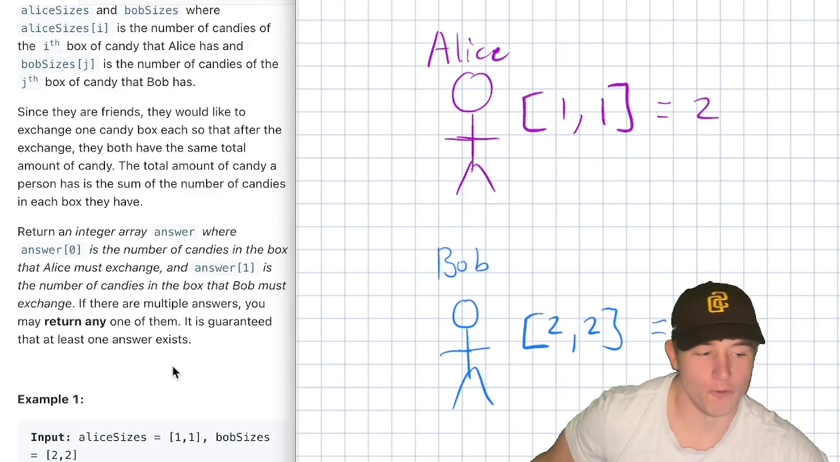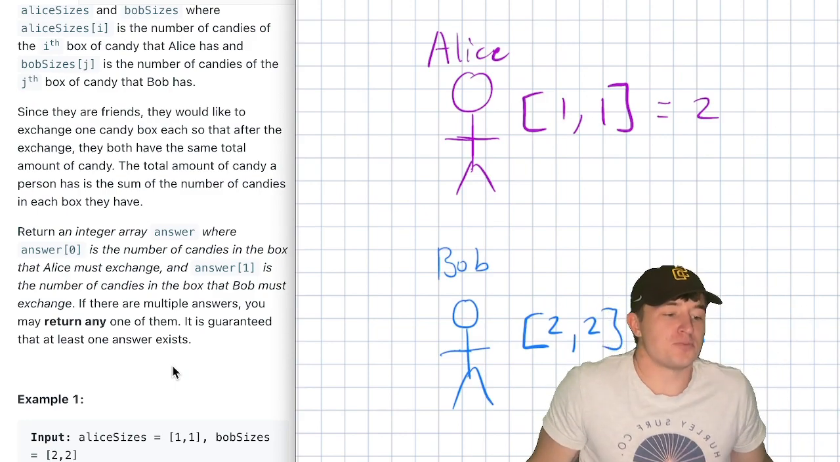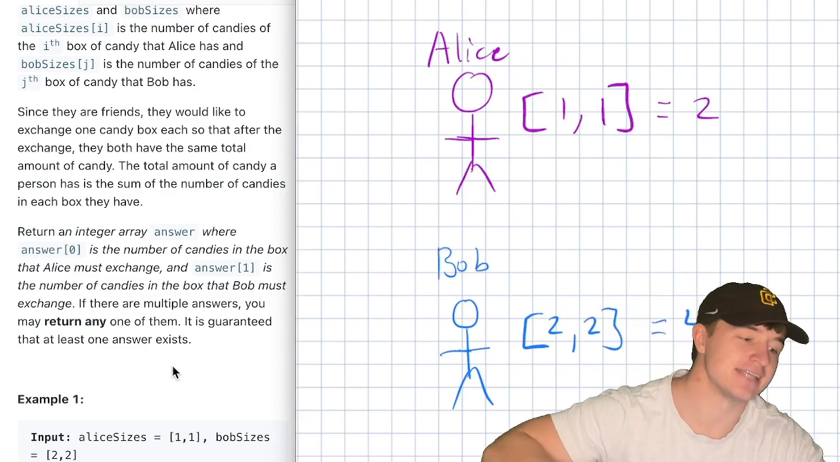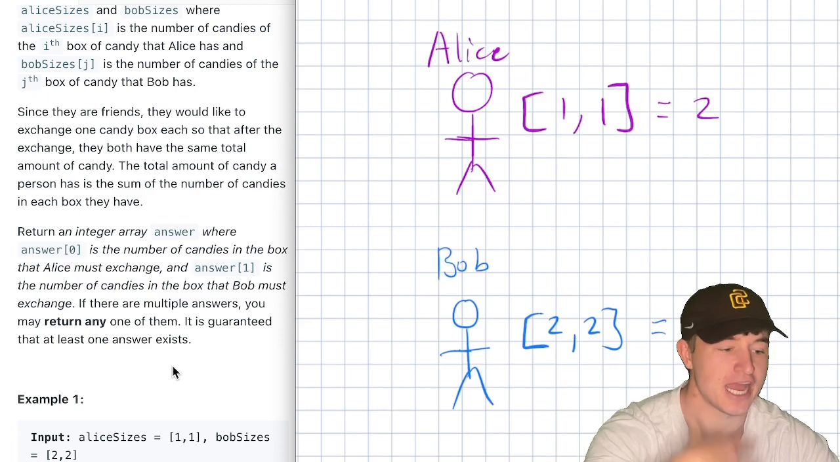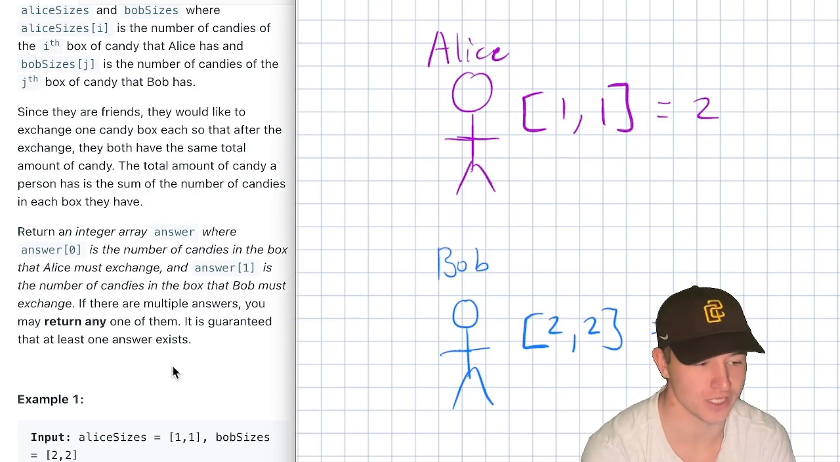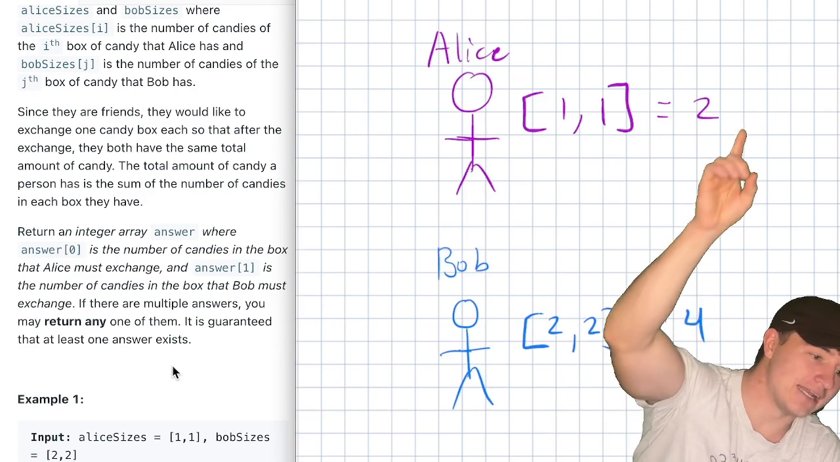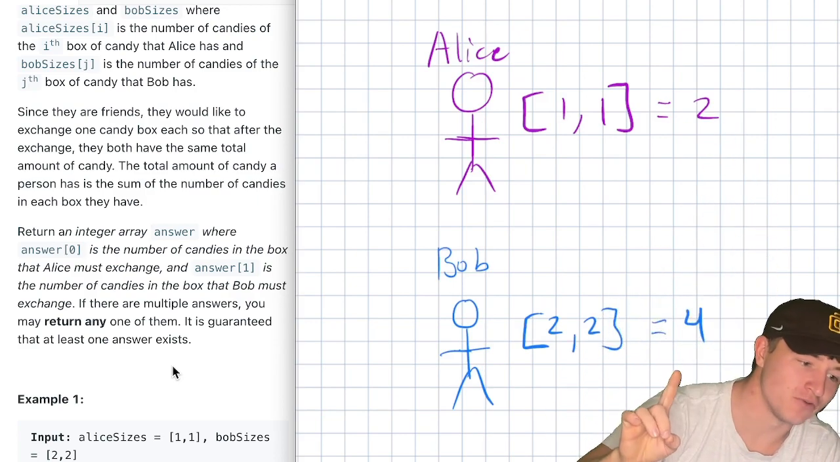Okay, so this problem is pretty intuitive in terms of like, okay, this makes sense, right? Like, okay, we're going to do some exchange. How much are we going to exchange? How are we going to figure that out? Well, that's really where the reasoning needs to play a role, right? But Alice has two candies. Bob has four candies. All right.